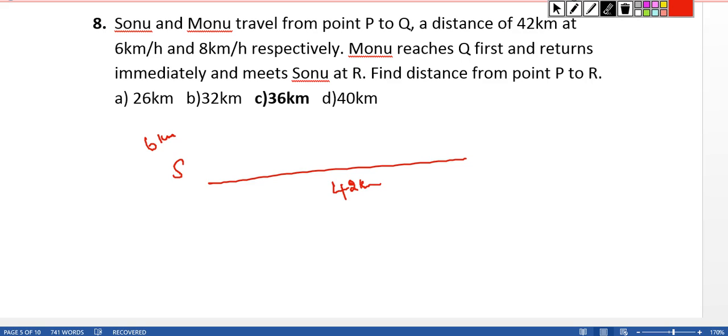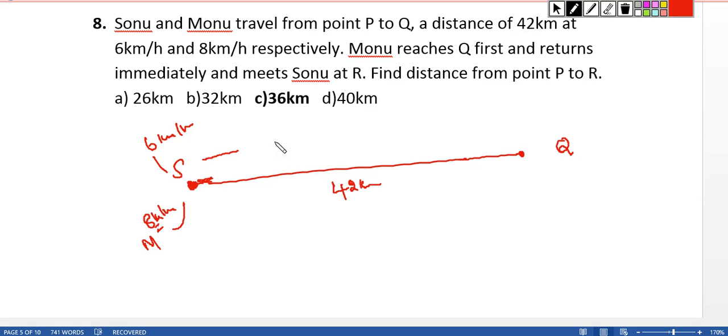So Sonu and Monu both are going to start at the same point. Sonu travels at 6 km per hour and Monu travels at 8 km per hour. Okay, so this is going to be the distance that they need to travel. Monu reaches Q first because Monu is traveling at 8 kilometers per hour, so obviously he is going to reach Q first, and then he returns immediately and meets Sonu at R.